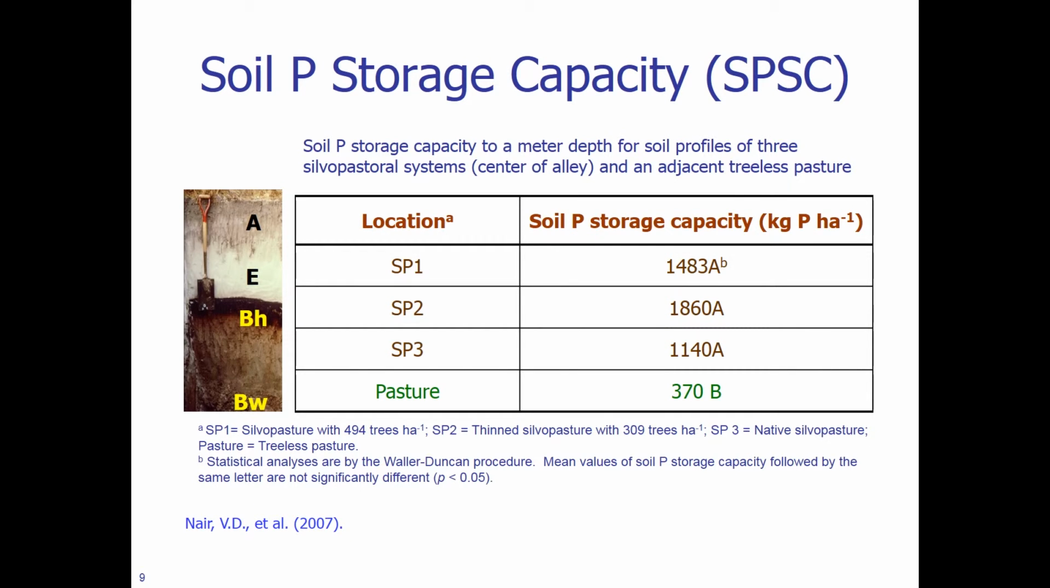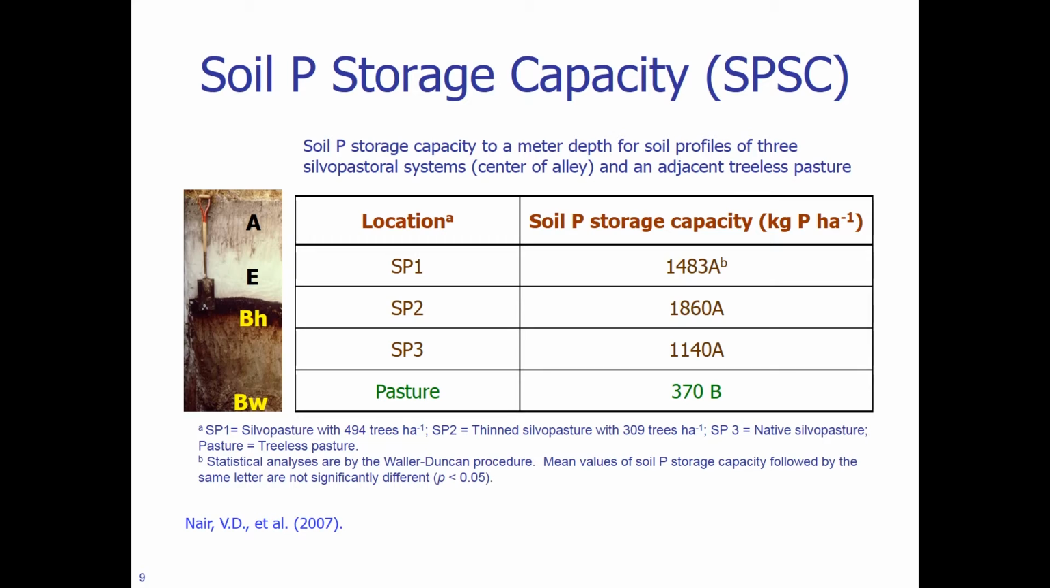We know now that the soil P storage capacity can be calculated to a meter depth or any depth that we desire, and this is exactly what we did for the various land use systems that you have here. Silvopasture 1 is with 494 trees per hectare. Silvopasture 2 is thinned silvopasture with 309 trees per hectare, and SP3 is the native silvopasture. What is termed pasture is simply the treeless pasture.